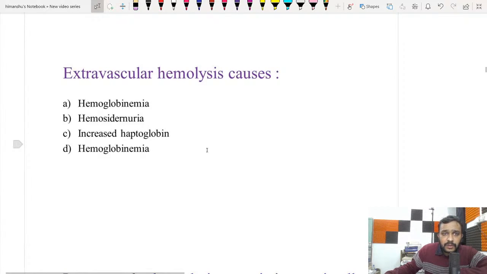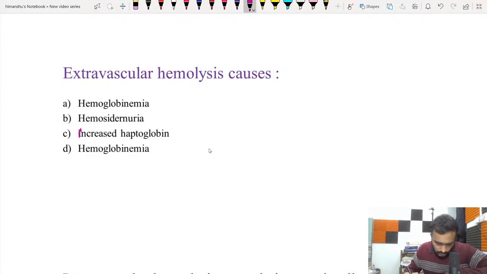Extravascular hemolysis causes. What is the answer, guys? So I will tell you the answer.